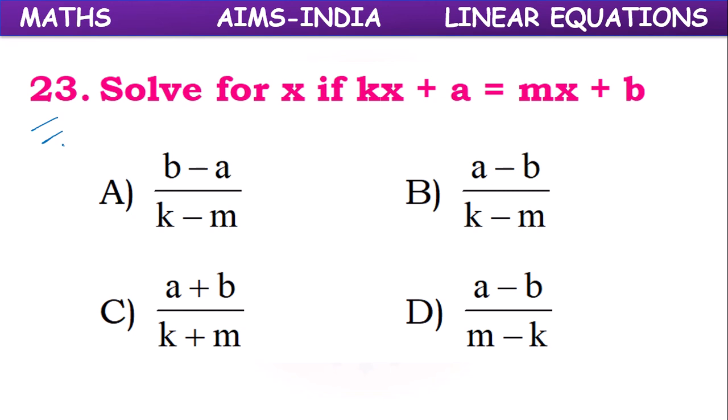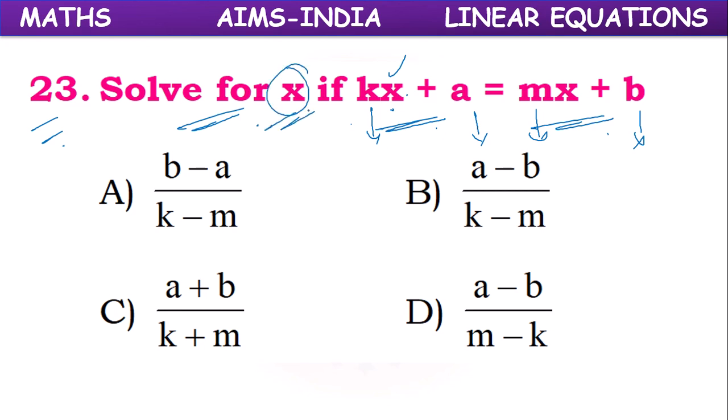Next one, 23rd question. Solve for x if kx plus a equal to mx plus b. We have to solve x. Here k is a constant, children. m also is a constant, a constant, b constant. Only x is the variable. Remaining all, we have to assume that they are constants. We have to find the value of x.